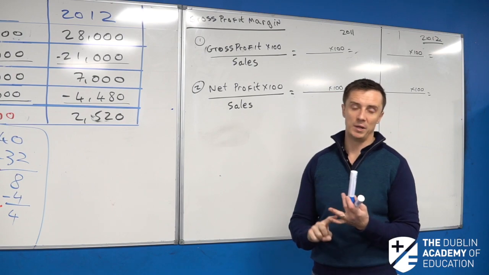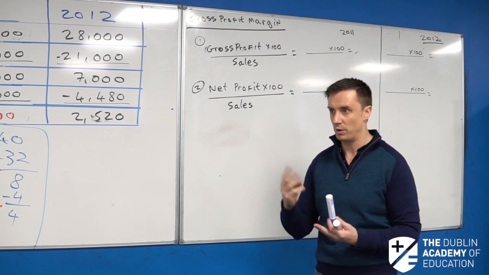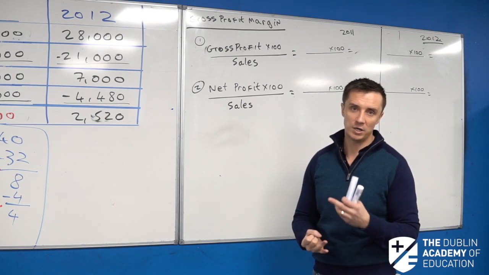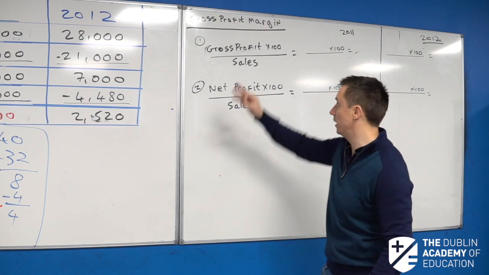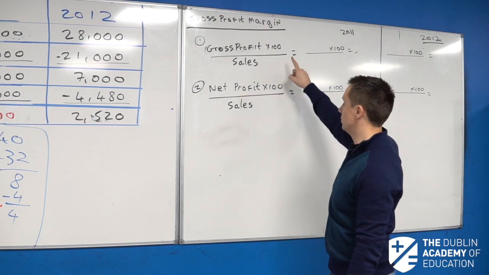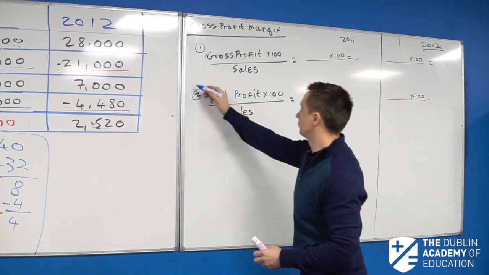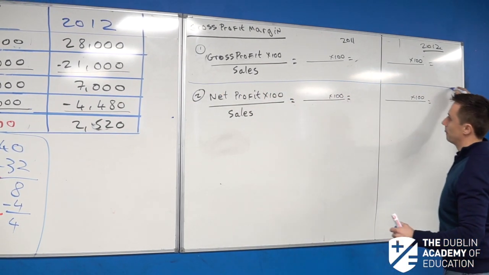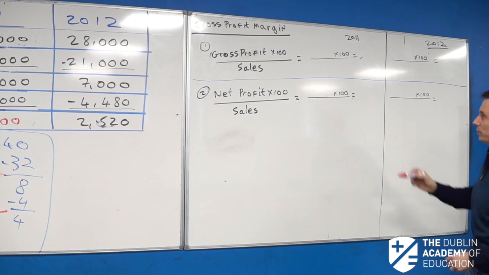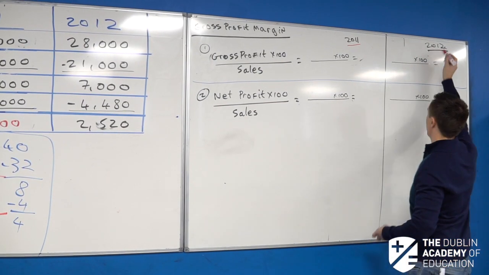It breaks down to profitability, liquidity, and gearing. Okay, so in profitability there are 3 ratios: gross profit margin, net profit margin, and return on investment. We're going to drill through the first 2 now. So we'll do the gross profit margin here. I'll just separate this here. So this company here, for 2011 and 2012.